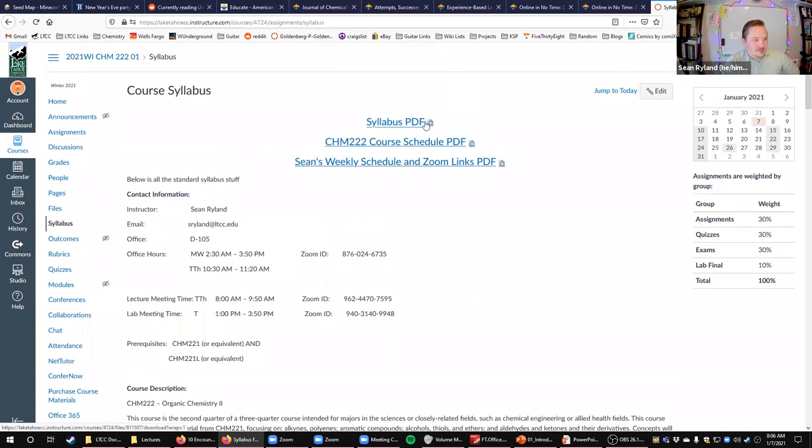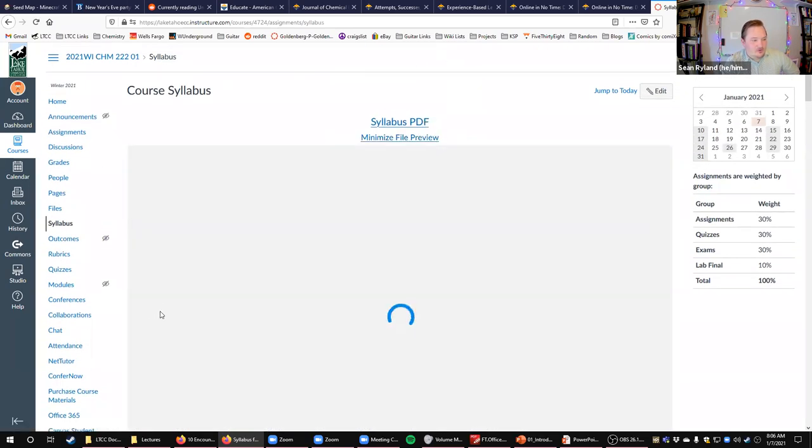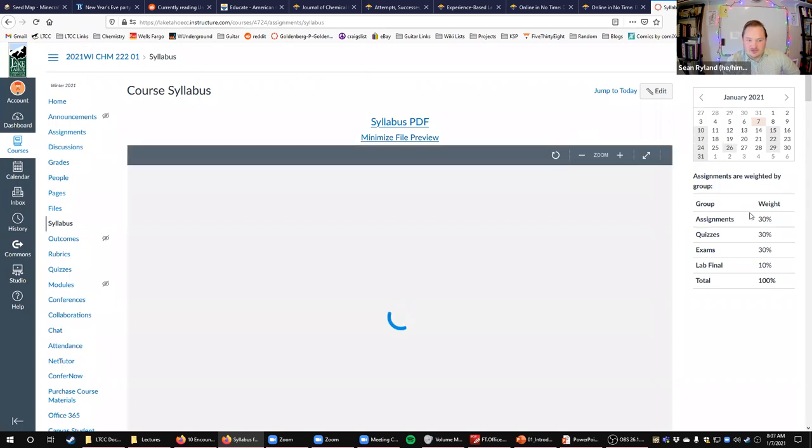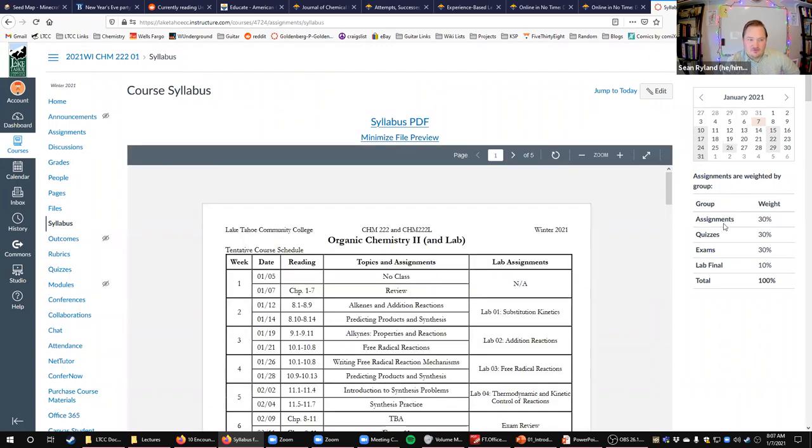The rest of the syllabus stuff, the way the grades are going to work, is going to be very similar. And it's over here on the right on the syllabus tab. So assignments is going to be your lab assignments and any homework we do, any in-class assignments are going to go into the assignment categories, 30%. Quizzes, the weekly quiz we'll do, it'll go live Thursday afternoon. You have to take it by Sunday night. It is going to be 30%.